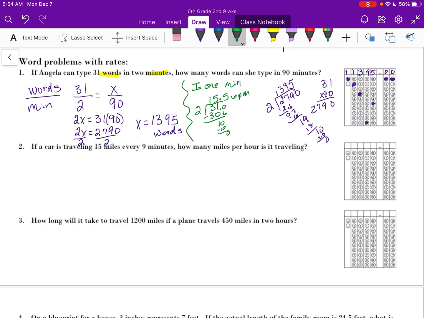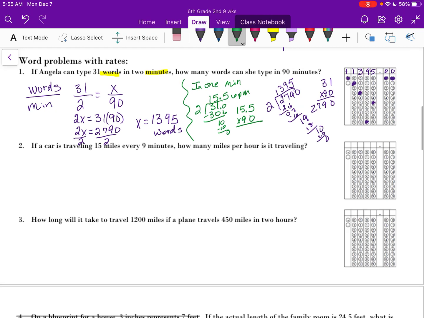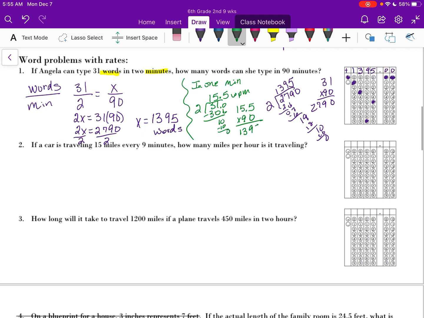And then you say, okay, well, I want to know about 90 minutes. So if in 1 minute she can do 15.5, then in 90 minutes I would have to take that and multiply it times 90, because that's what she can do in 1 minute. Okay, and I'm sure the answer is going to come out to be the same. So that's just a thought. And if you wanted to do it that way, you absolutely can. Okay, so let's go ahead and read the next question.